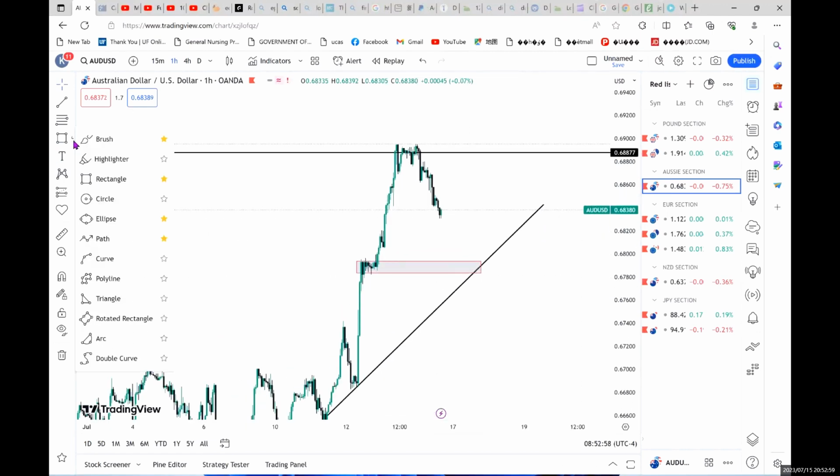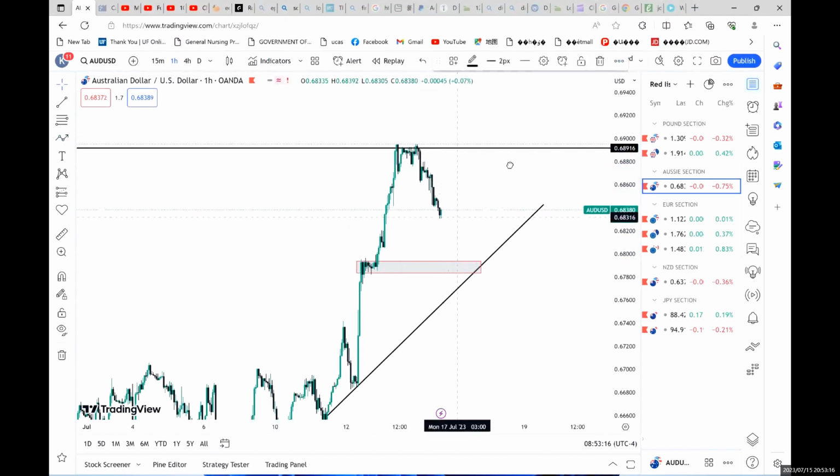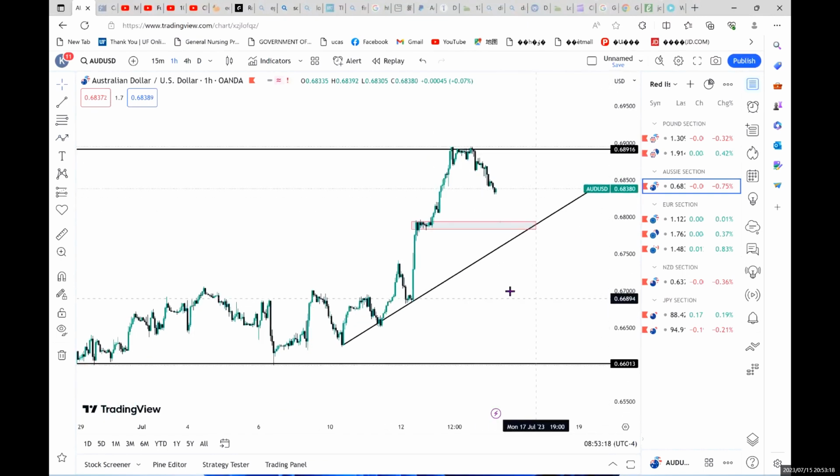And we already can see price making lower low, lower high, lower low. So price can pull back up here and continue dropping down. So this is what I'll be looking for next week on AUD USD. I'll be looking for sales back down into this level here, right here.